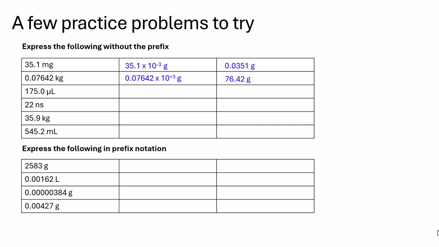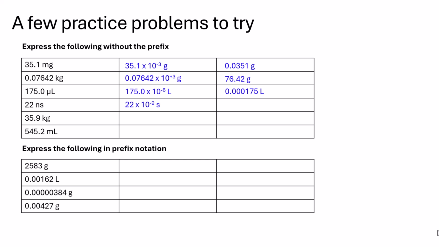Try the next one. 175.0 microliters. So just set it up. How would you do that? And it would be 175 times 10 to the minus 6, because micro is times 10 to the minus 6. When you do the math, it's 0.000175 liters. 22 nanoseconds, that's a really short amount of time.